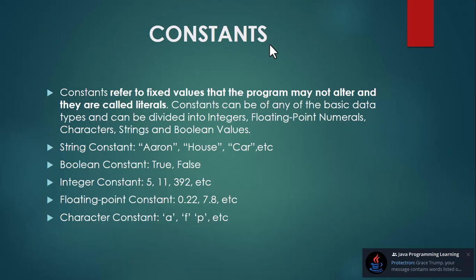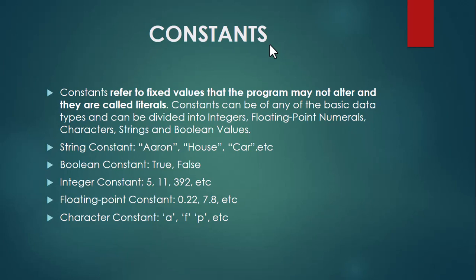They can be of any basic data type, which is integers, floating point numbers, characters, strings, and Boolean values. So we can have a string constant. It could be any name. Note that strings in C++ are put inside double quotation marks, so anything within double quotation marks is a string. We will get into those in a later video. Examples of string constants are Aaron, house, car, ball, anything you can think of.